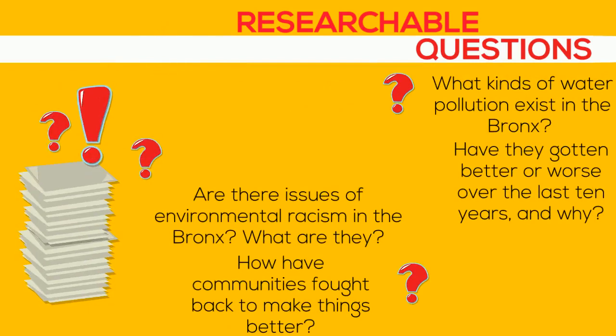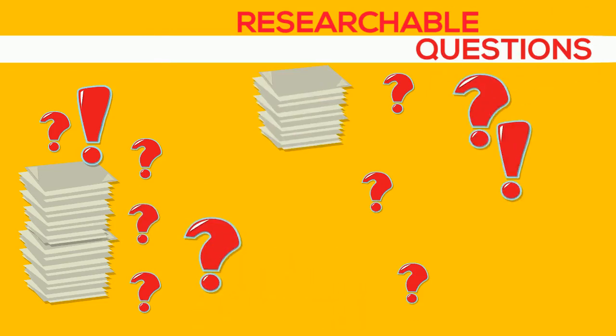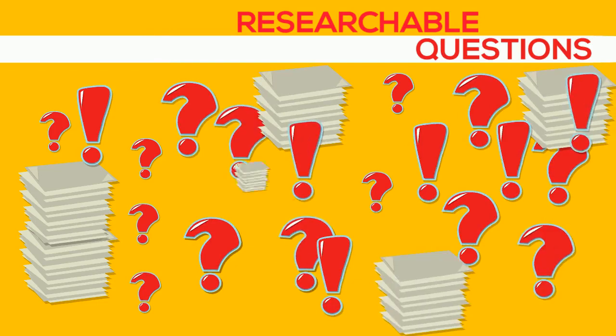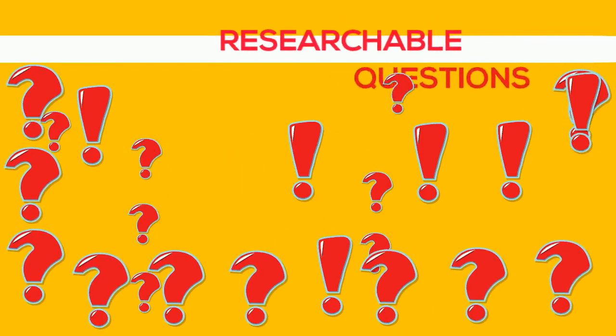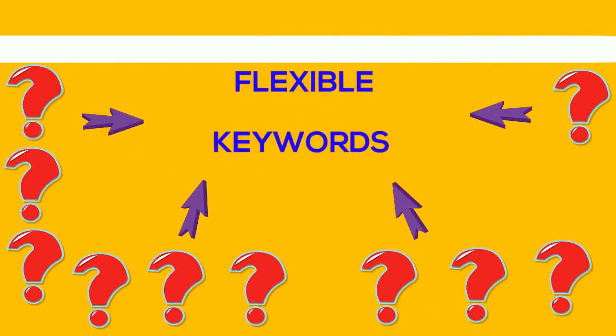Good research questions also don't have simple answers. As I read, my questions will change. They'll get more specific and more complex. The cycle of reading, learning, and asking more questions is a crucial part of the research process. In our next video, we'll talk about how you can go from researchable questions to flexible keywords that you can use strategically as you search for sources.